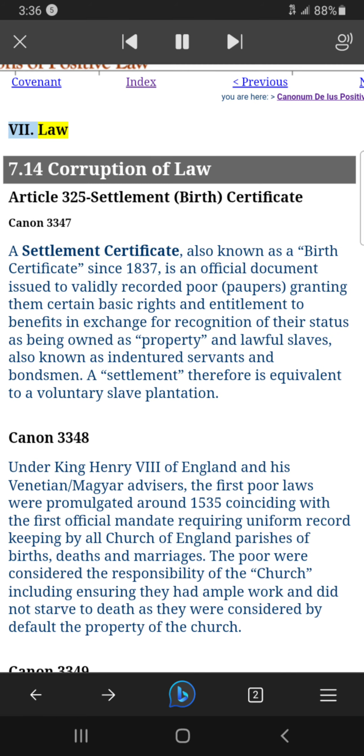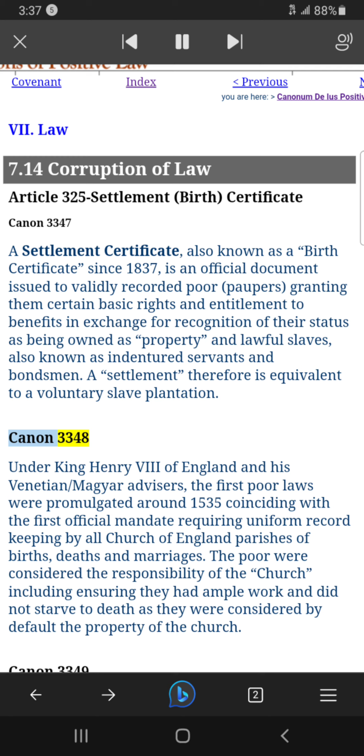7. Law. 7.14 Corruption of law. Article 325: Settlement, Birth, Certificate. Canon 3347. A settlement certificate, also known as a birth certificate since 1837, is an official document issued to validly recorded poor, paupers, granting them certain basic rights and entitlement to benefits in exchange for recognition of their status as being owned as property and lawful slaves, also known as indentured servants and bondsmen. A settlement therefore is equivalent to a voluntary slave plantation.